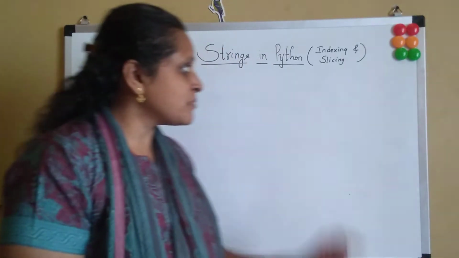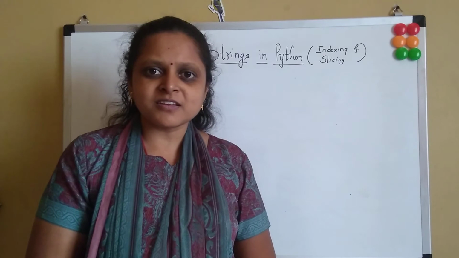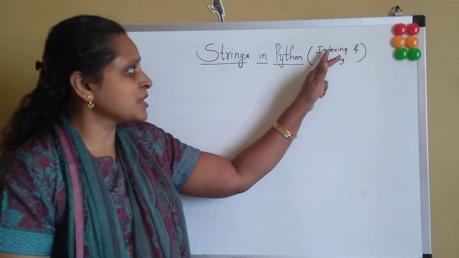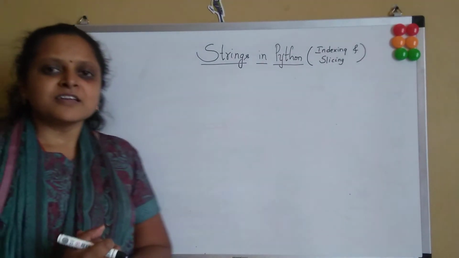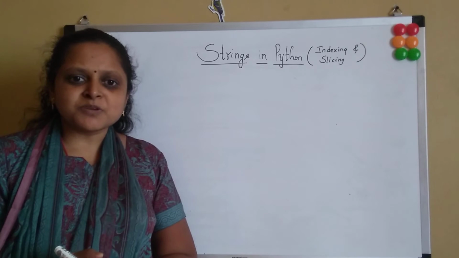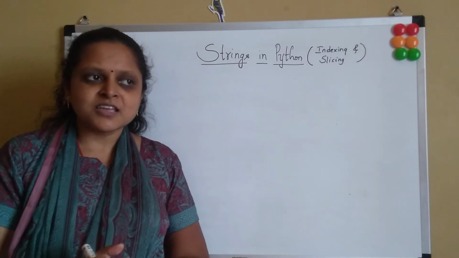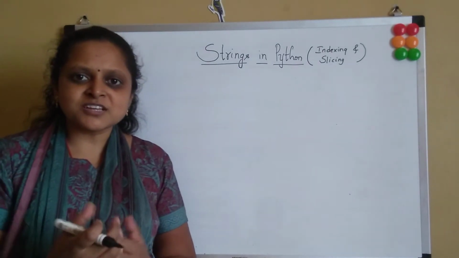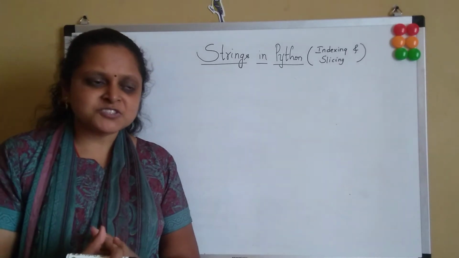Today let's discuss indexing and slicing in strings. In the previous session we looked into concatenation and repetition of strings, and in this session let's look into indexing and slicing. What is indexing? Indexing is nothing but fetching a particular character from a particular position or index. And what is slicing? Slicing is nothing but fetching a series of characters or a substring from the main string.